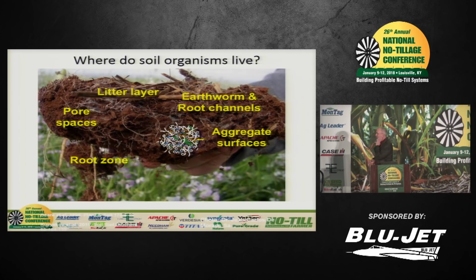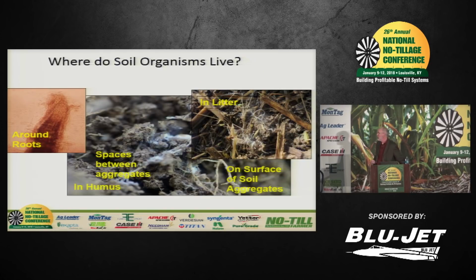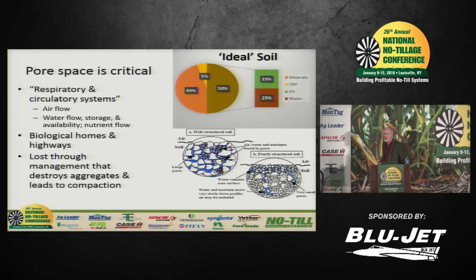So where do organisms live? They live in various places. They live in the residue. They live on aggregates, in aggregates. They live in pore spaces. They live in channels. Where do they live? Well, they live in spaces, essentially. Wherever there's a space, and that makes sense, right? No matter how small something is, even a bacteria, it has to have enough space to live. So spaces become important. Space is critical, and so we need to maintain space for our organisms.